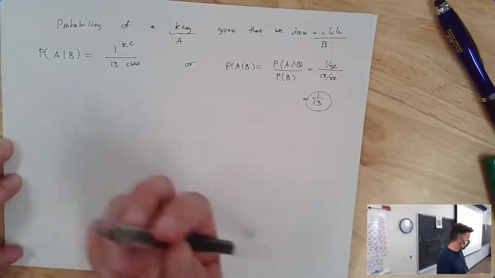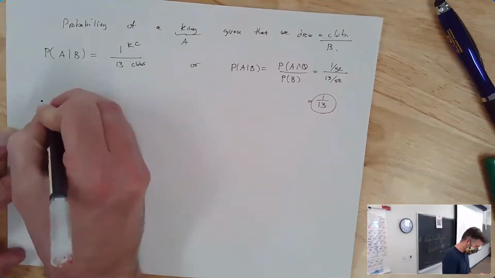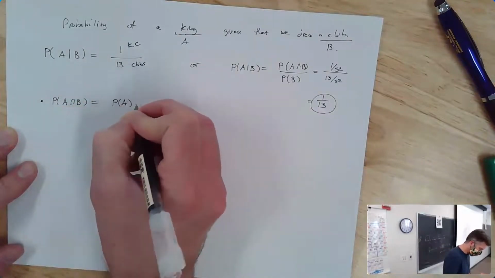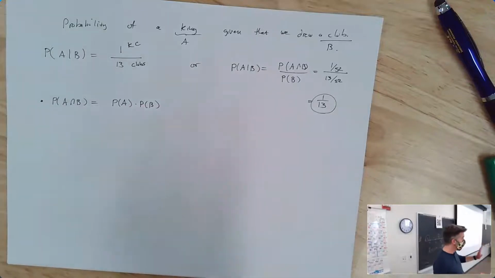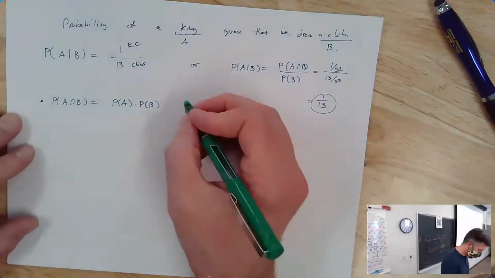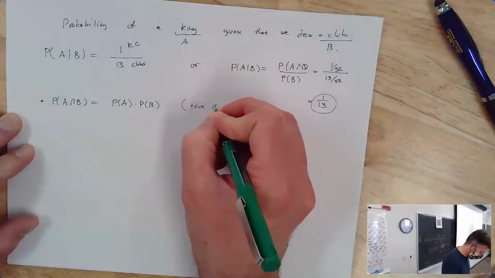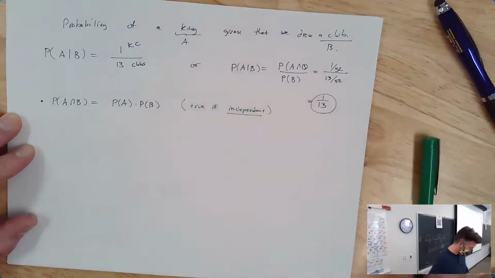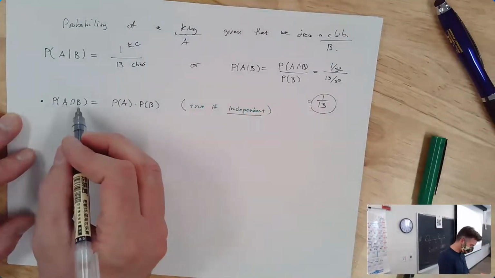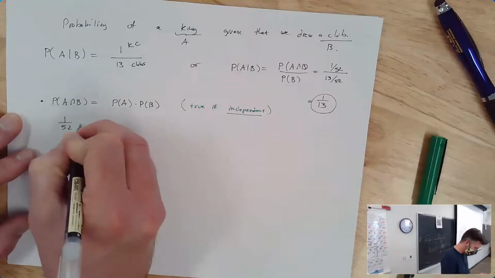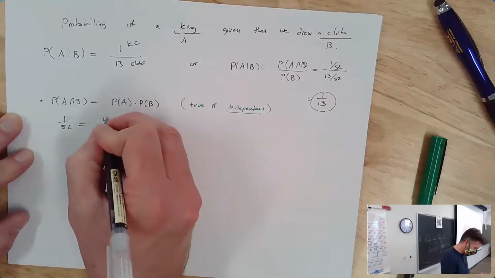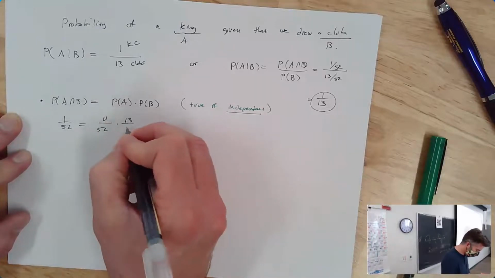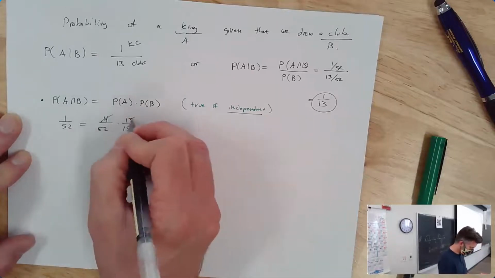And I'll just point out here so you guys can see it. It is also true that the probability of A intersect B is the probability of A times the probability of B. Again, that's not always true. This is true if they're independent. Probability of getting a club and a king is 1 out of 52. Probability of a king is 4 out of 52. Probability of a club is 13 out of 52. And oh yeah, a 4 and a 13 cancel out 52.